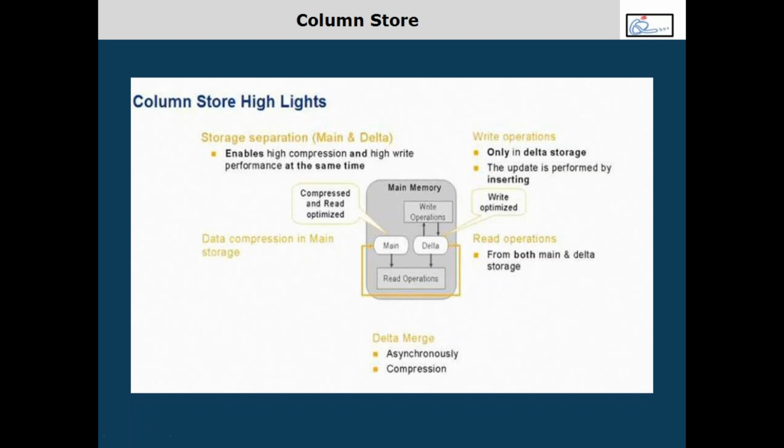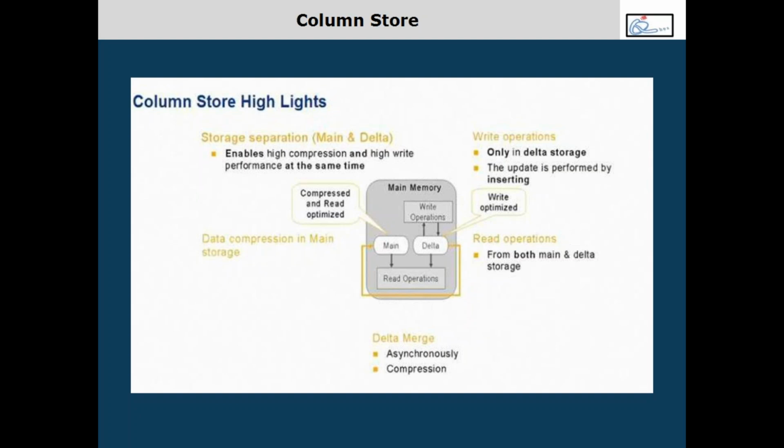Because every time you create a column store table, internally it creates two storages, or two tables, or two blocks, you can say. One is main and the other is delta. The delta block is more optimized for write operations, more like a row store concept, optimized for writing. And every read operation is taken care of from main as well as delta both. It reads from both the tables.